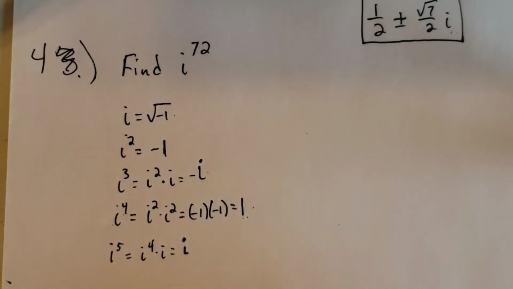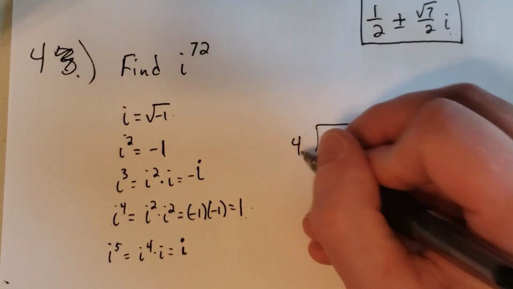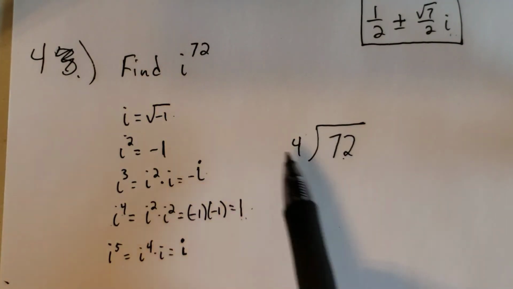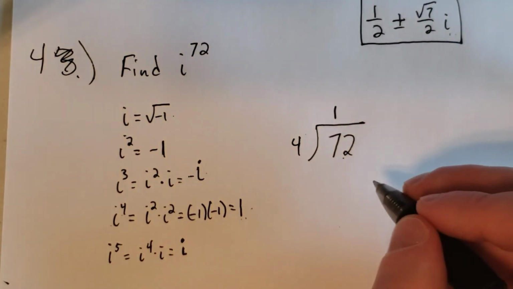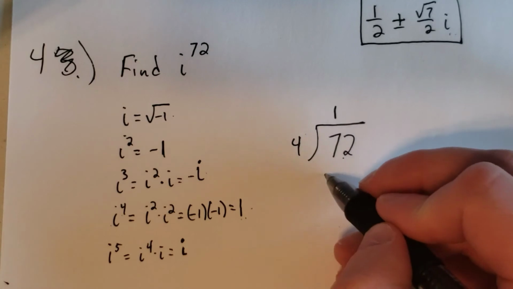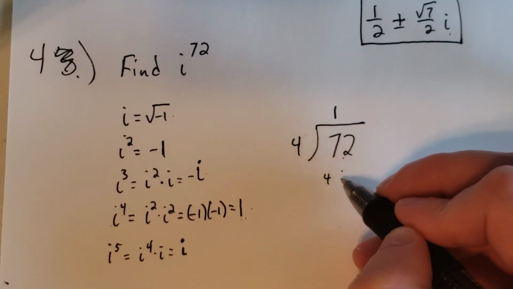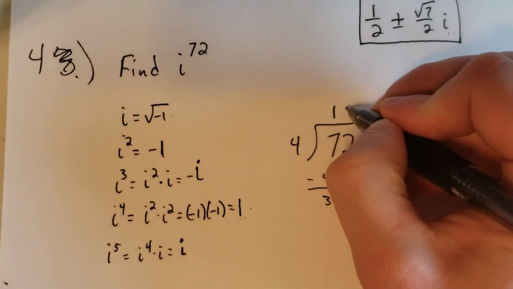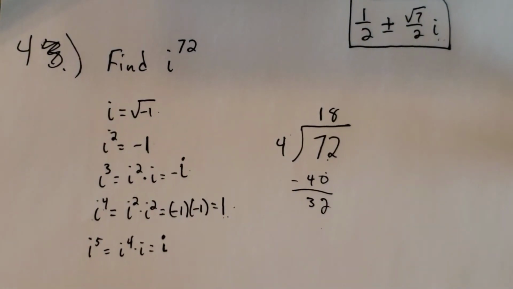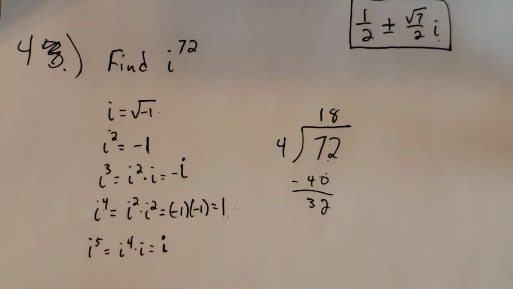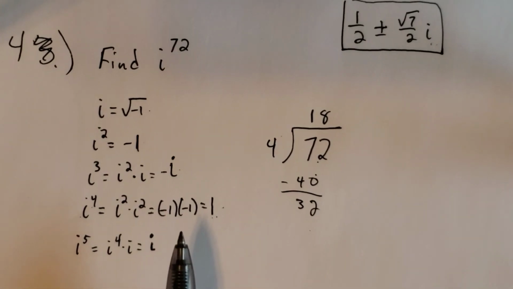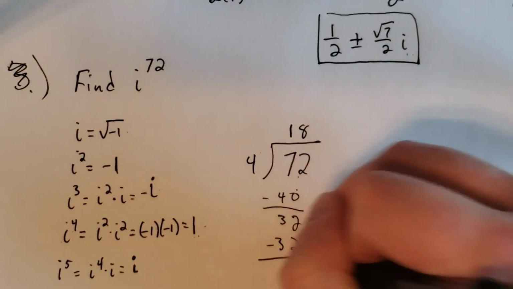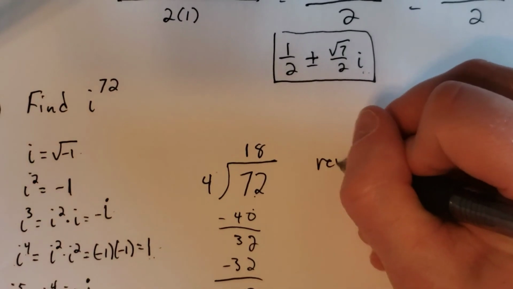So what we want to do is find out, is 72 divisible by 4? And if not, what is the remainder? Or really, what is the remainder of this exponent when divided by 4? Well, 4 goes into 7 one time. 1 times 4 is 4, subtract, drop the 2. 4 goes into 32 8 times, so 4 goes into 72 18 times. And what does that mean? It goes in there evenly. So we get remainder 0.